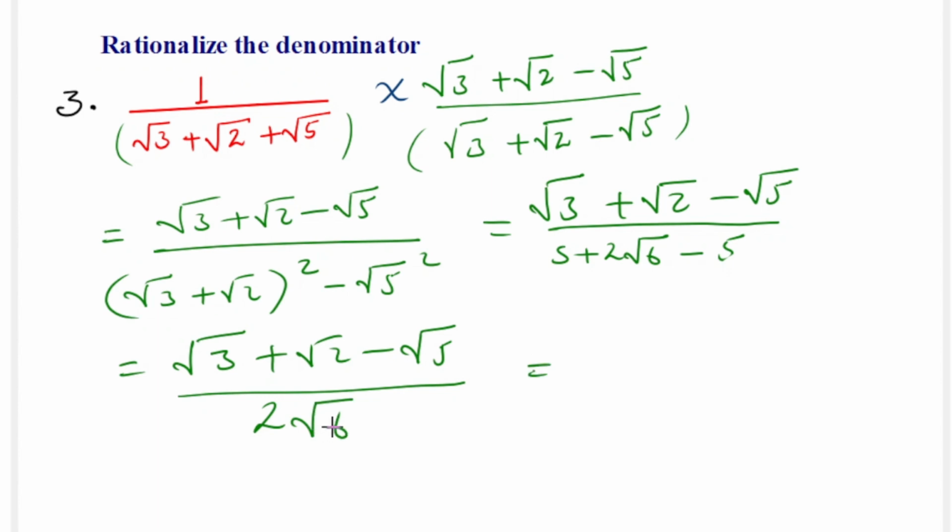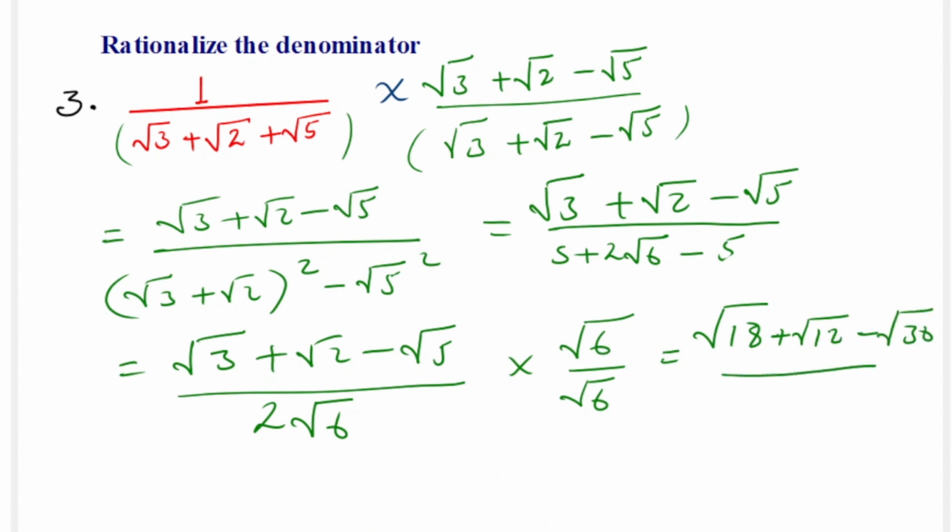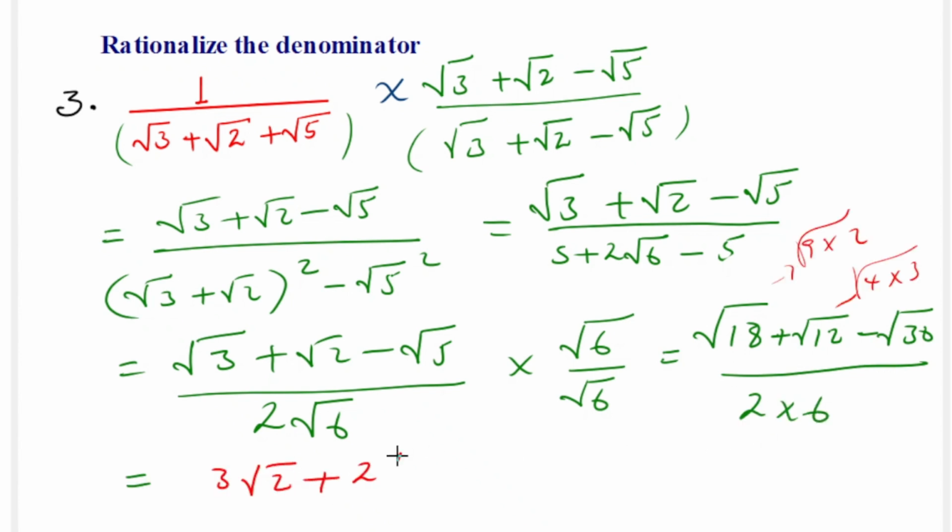There is still a radical in the denominator. So to eliminate this radical from the denominator, we multiply the numerator and denominator by radical 6. Radical 3 times radical 6, radical 18. Radical 2 times radical 6, we get radical 12. Radical 5 times radical 6 minus radical 30 over 2 times 6. 3 square root of 2 plus 2 square root of 3 minus radical 30 over 12.